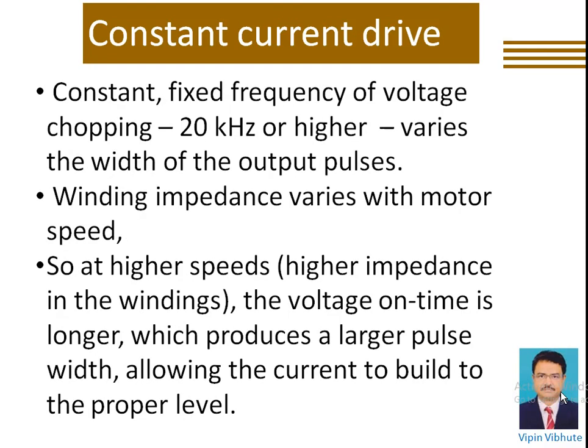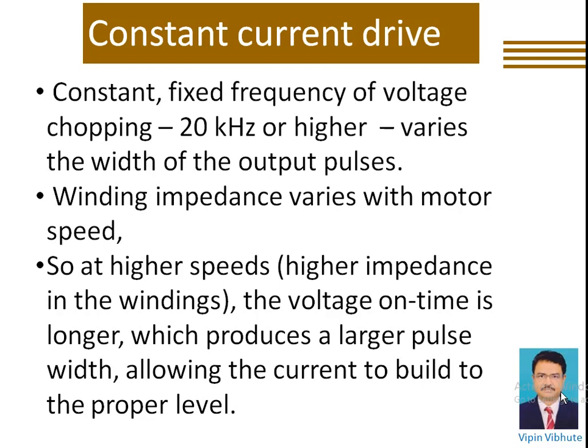For this, the chopper is switched at a frequency of almost 20 kilohertz and higher by varying the width, which is also known as PWM. Winding impedance varies with motor speed. So as you vary the speed of the motor, the impedance of the winding changes, meaning at higher speed you will have high impedance.